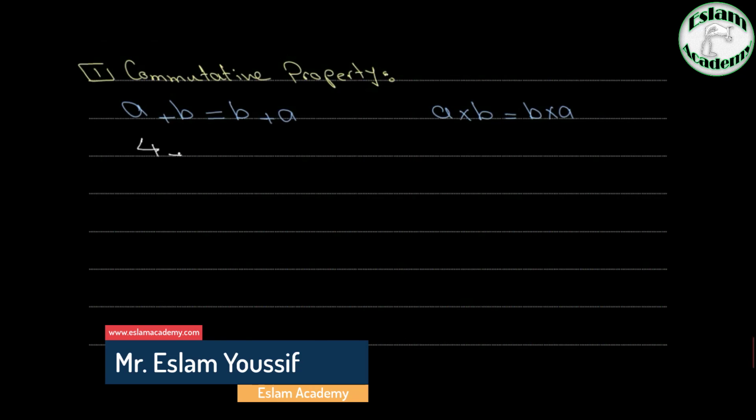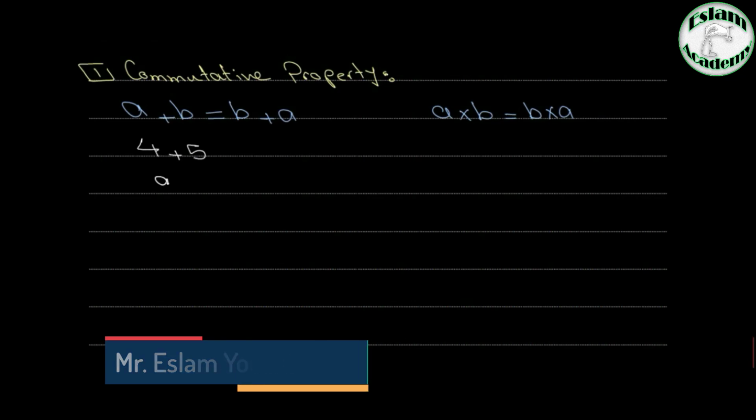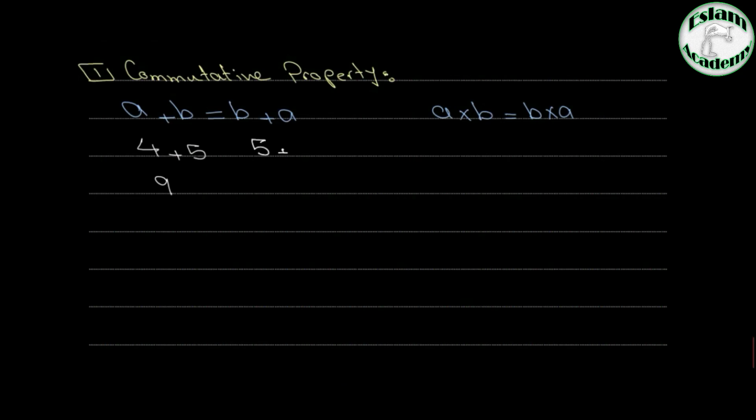For example, if we say 4 plus 5, which equals 9, and 5 plus 4, we change the order of the number, you will find that the answer will be 9. So 4 plus 5 is equal to 5 plus 4, and that's called the commutative property. You will find the same answer for multiplication. If we say 4 times 5, which equals 20, and 5 times 4, the same will be equal to 20. So if you change the order in adding and multiplication, you will find the same answer.